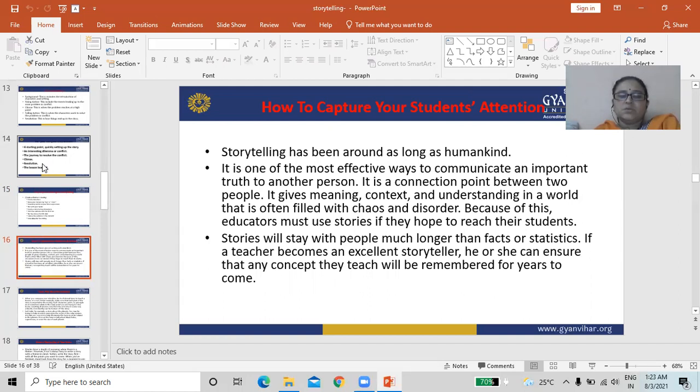The stories will stay with the pupil much longer than facts or statistics. If the teacher becomes an excellent storyteller, he or she can ensure that any concept they teach will be remembered for years to come.